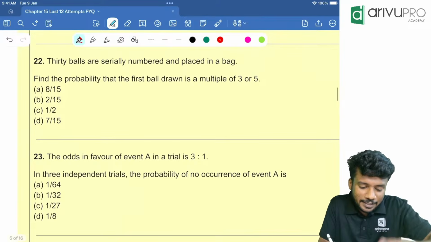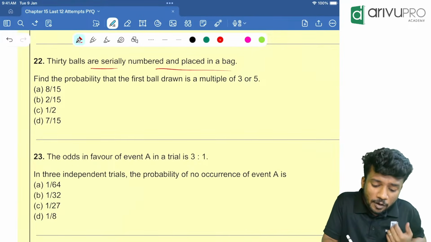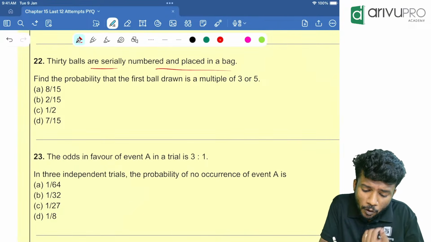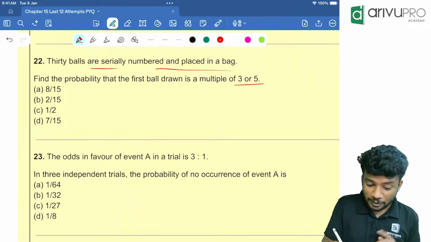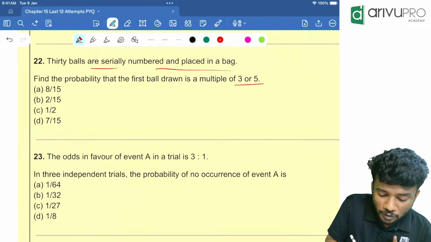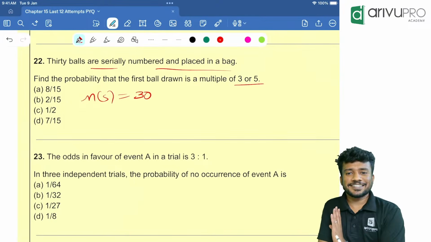Now coming to the 22nd question. 30 balls are serially numbered and placed in a bag. Find the probability that the first ball drawn is a multiple of 3 or 5. Okay, 3 or 5. N of S is how much? Total, how many balls are there? 30 balls. That means N of S is 30.